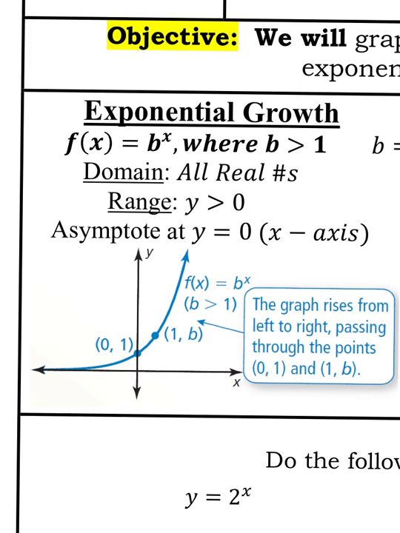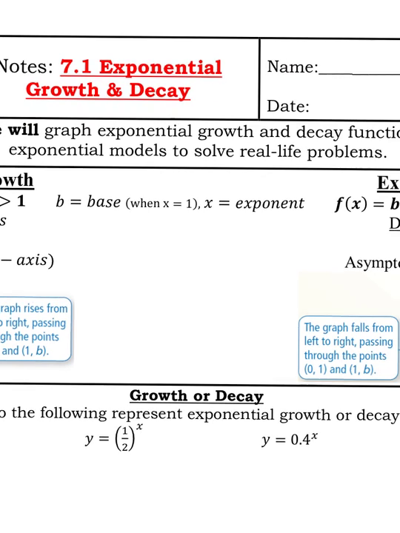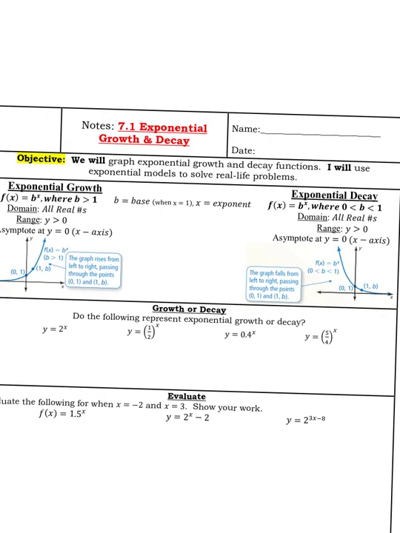Anything to the first power is itself. So if it's 5 to the power of x and you were looking at the graph of 5 to the power of x, it's going to say 1 comma 5 here, because 5 to the power of 1 is 5. That's what it means by base is when x equals 1. X is always the exponent for exponential functions. It can't be an exponential function without x in the exponent. Otherwise, it's a polynomial function like a quadratic or a cubic or quartic, something like that.